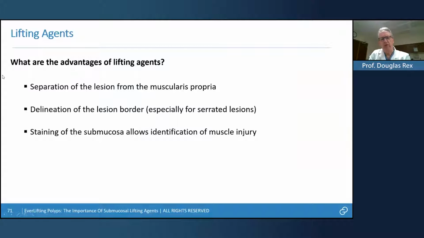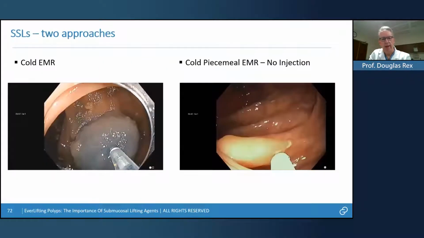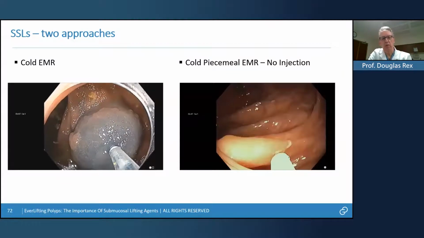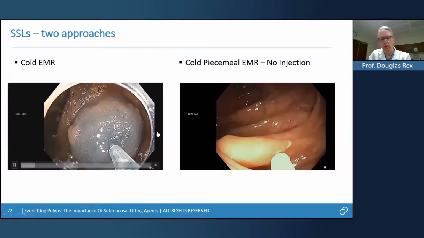So why do we inject? Part of this is for safety, to separate the lesion from the muscle, and to delineate the lesion border. And then very importantly, the staining of the submucosa by the contrast agent allows us to identify muscle injury. And with serrated lesions now, we have a lot of evidence that we can remove these without electrocautery. And this is a group of lesions that I don't know that we really need to inject.